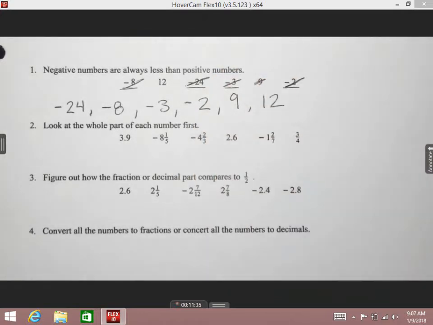All right, so that's what we did yesterday. That's not too difficult, is it? There are more numbers here, but any questions about this? Okay, so now let's look at number 2.